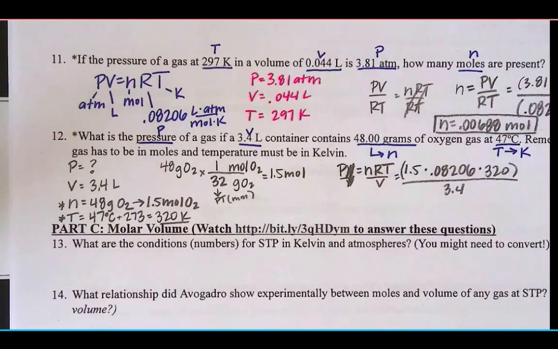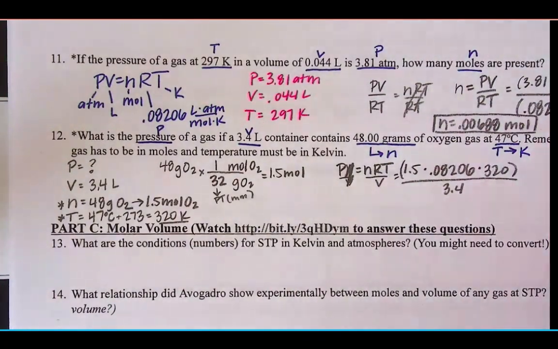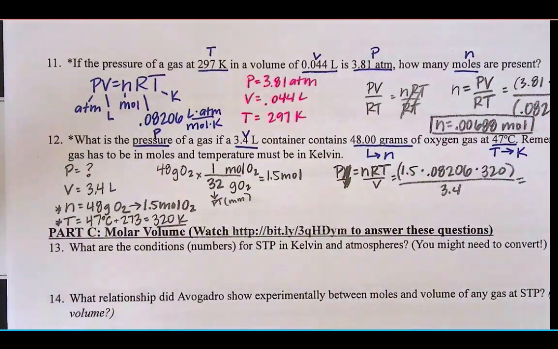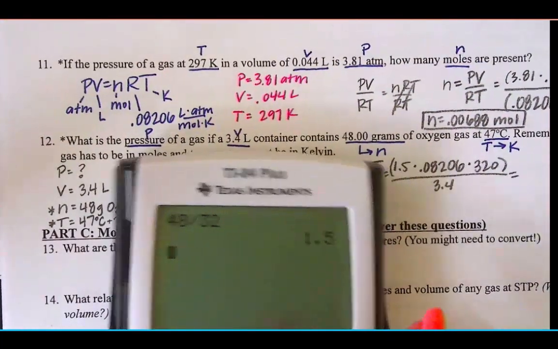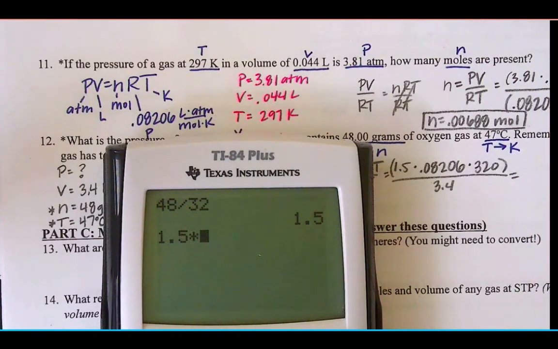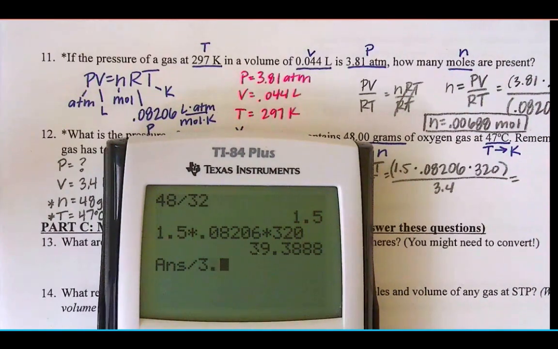If you say, why do we have to make sure that all of those variables have the correct unit? It's because of the units of R. Our units of R are liters, ATM, moles, and Kelvin. So then we plug this in. Right, 1.5, nope, not 15. 1.5 times 0.08206 times 320, and I'm going to divide by what's on the bottom, which is 3.4.